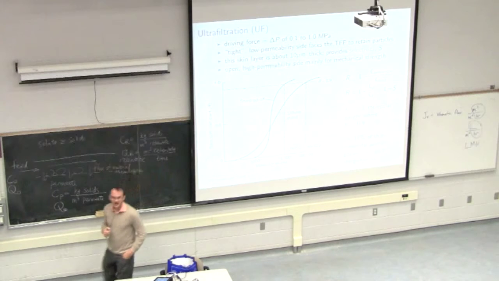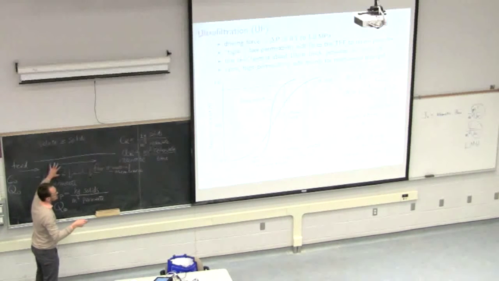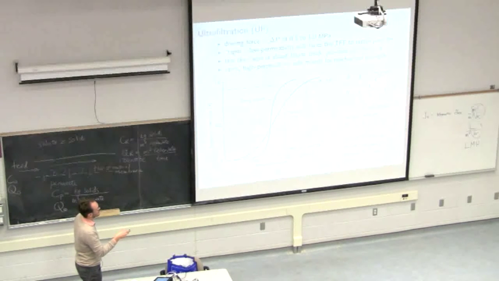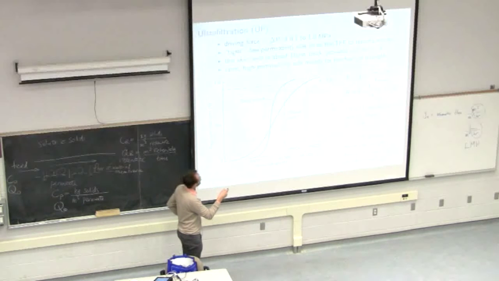So extremely large particles, let's work from this side, those are retained completely on the inside of the membrane, leaving nothing to pass through the permeate. So C permeate for your very largest particles will be zero, essentially. And it doesn't matter what the denominator is, because that numerator is zero, so 1 minus zero is 1. So your extremely large particles you'll be able to reject completely.